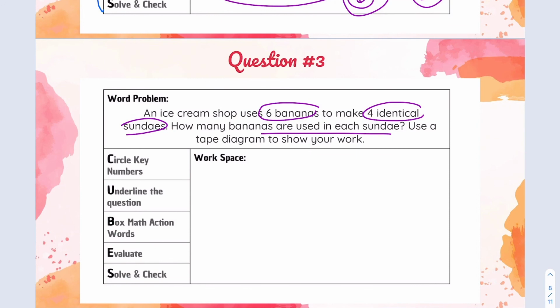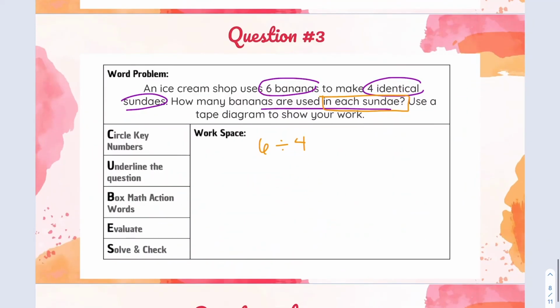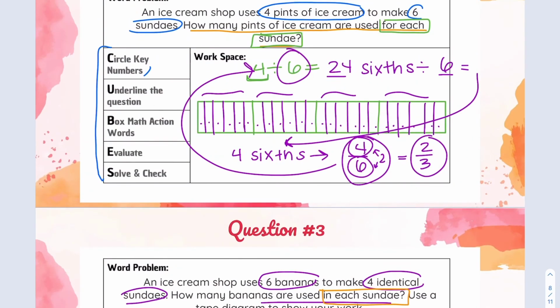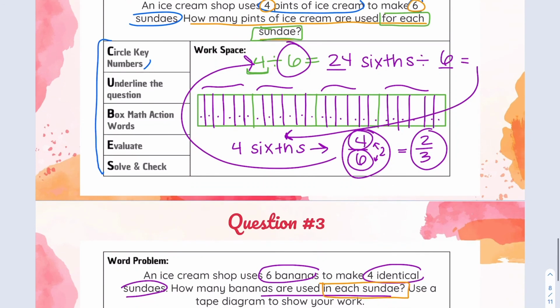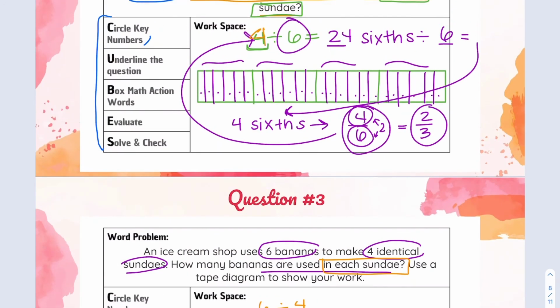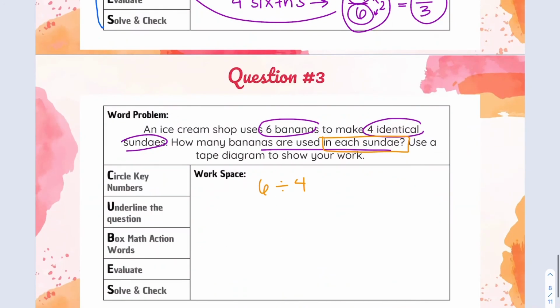Our math action words, I'm going to box in orange, in each sundae. And evaluate, what are we going to do? How are we going to solve this? So we're going to actually do 6 bananas divided by 4 identical sundaes. All right? So notice how the numbers are the same from question 2 and question 3, how it's 4 and 6. But notice how the 4 was the dividend in question 2, but the 6 is the dividend, meaning it's the thing that's being divided.